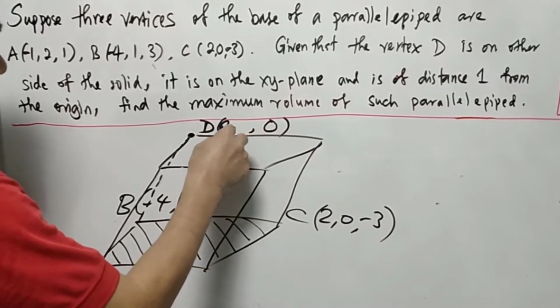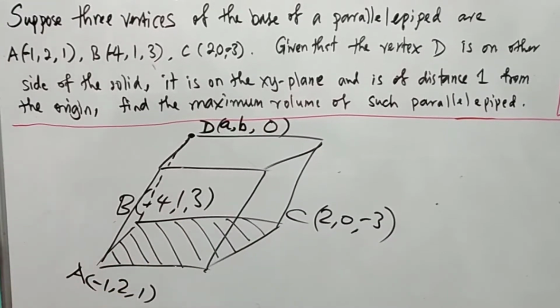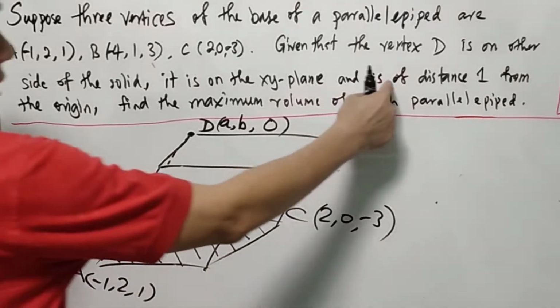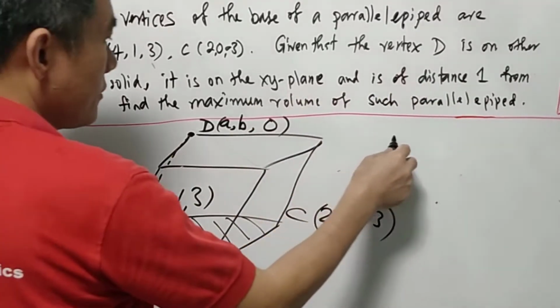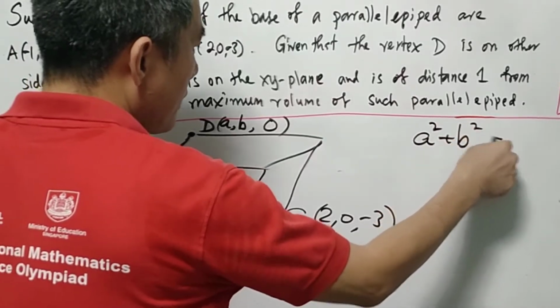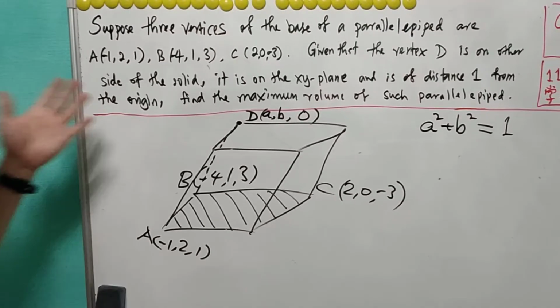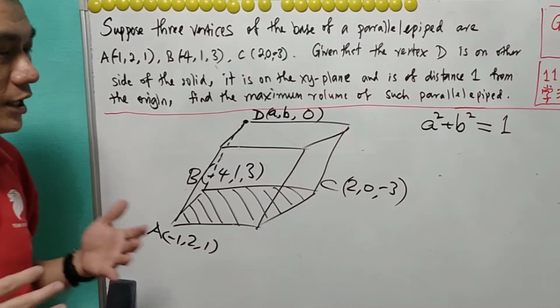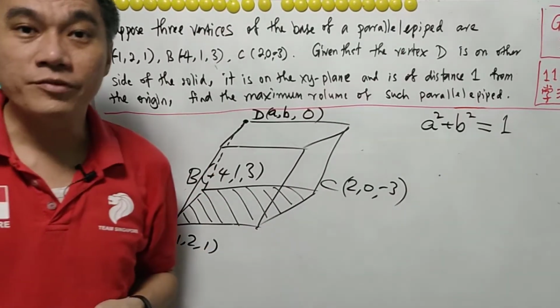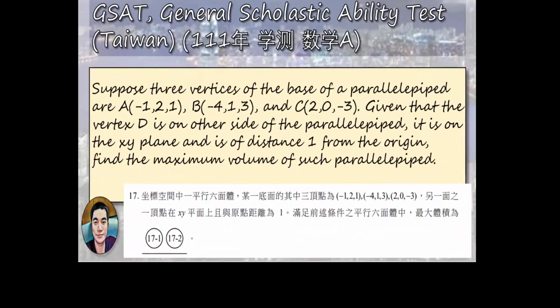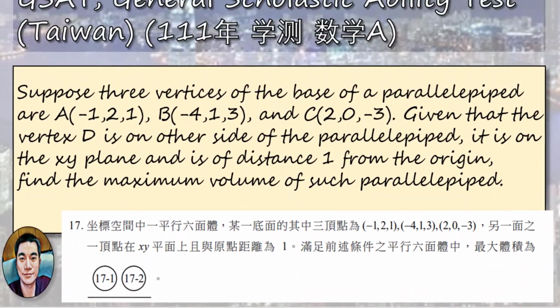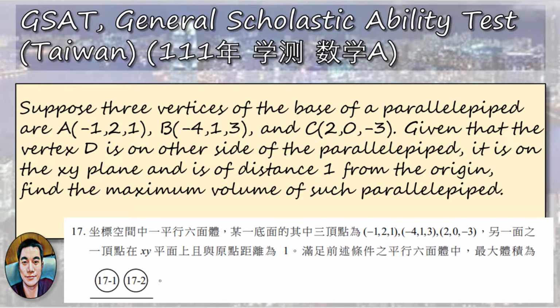On the xy plane, I will just say that the xy coordinates are a and b. And it is of distance 1 from the origin. From the distance 1, it means that a squared plus b squared has to be equal to 1. Next, we'll also find the maximum volume of such a parallelepiped. With this information, I believe that you should be able to get the answer on your own. Please have a good try before you look at the answer. Pause the video now if you wish to solve it. Keep watching the video once ready.